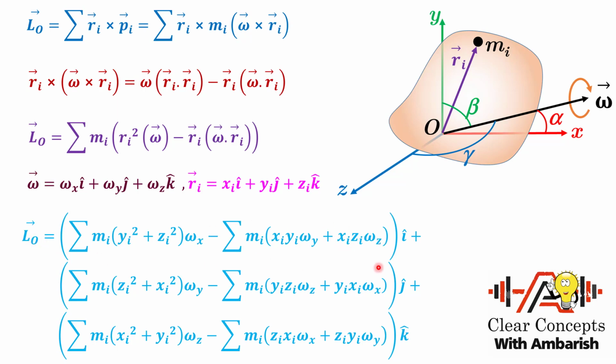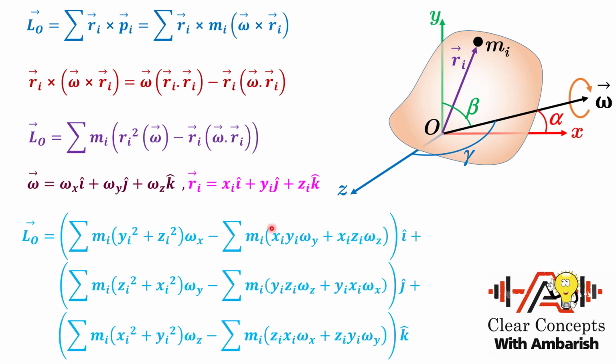So this whole expression is the coefficient of i cap, okay. So Ix omega x minus Ixy omega y minus Ixz omega z, and by symmetry you will get for j cap also. This is Iy omega y minus Iyz omega z minus Iyx omega x, and similarly for the z component of angular momentum, okay.